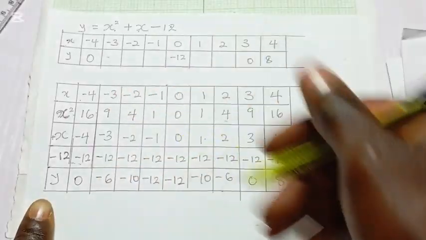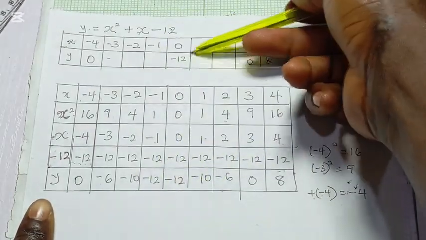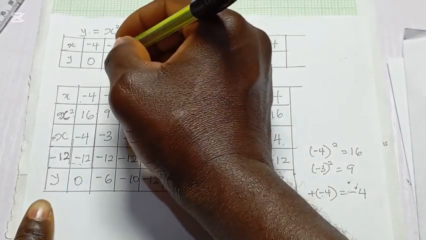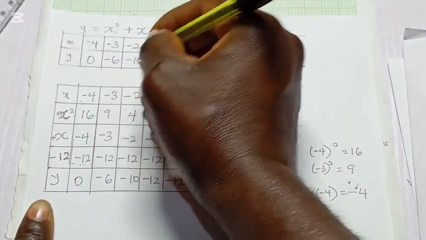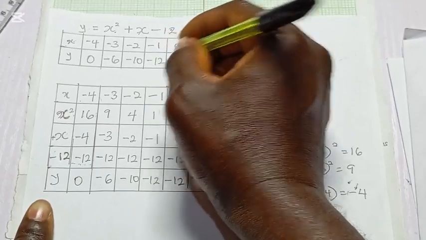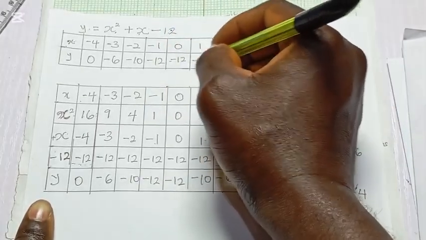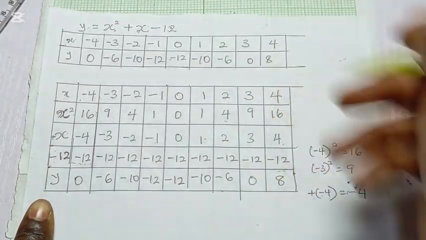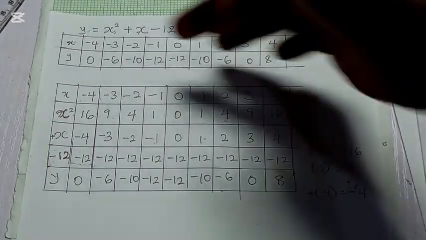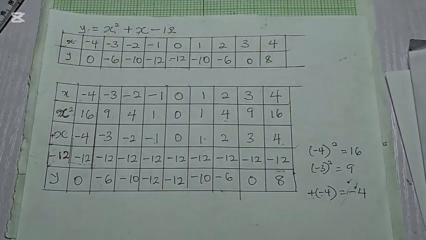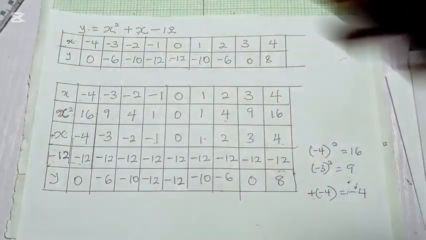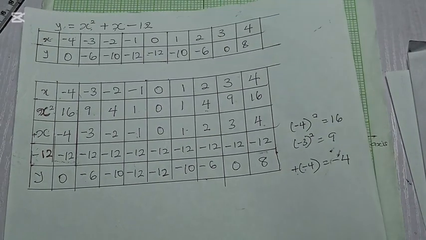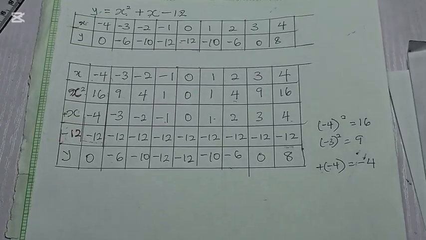But you have to do this carefully. So I'm going to fill in the values of y here. This will be minus 6, minus 10, minus 12, and I have minus 12 here already, minus 10, minus 6, and then I have 0 and 8. So I filled in the table. Actually, you are expected to do this on your question paper. So having done that, I'm going to go quickly to the graph sheet.